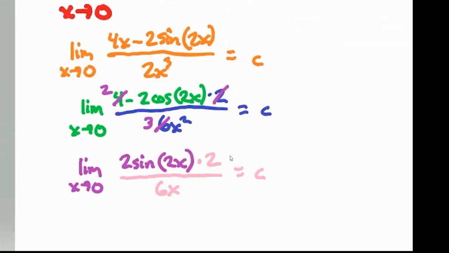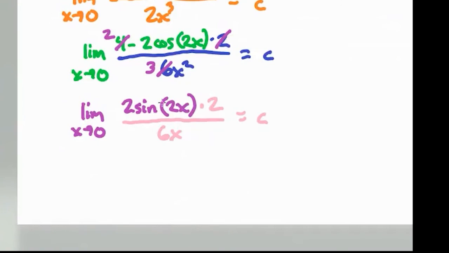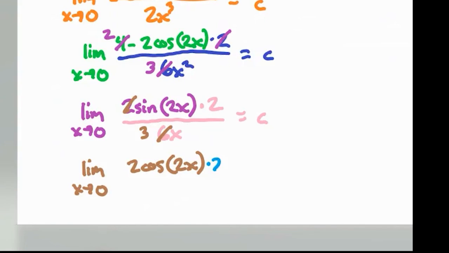Now, we run into another issue here: if you plug in 0, you end up with 0 over 0 again, okay, which means L'Hopital's rule applies again, so we have to do the derivative again. And I'm going to divide all this by 2, okay, and then you're going to be left with 2 cosine of 2x times the inner derivative of that 2x, which is 2, divided by 3.